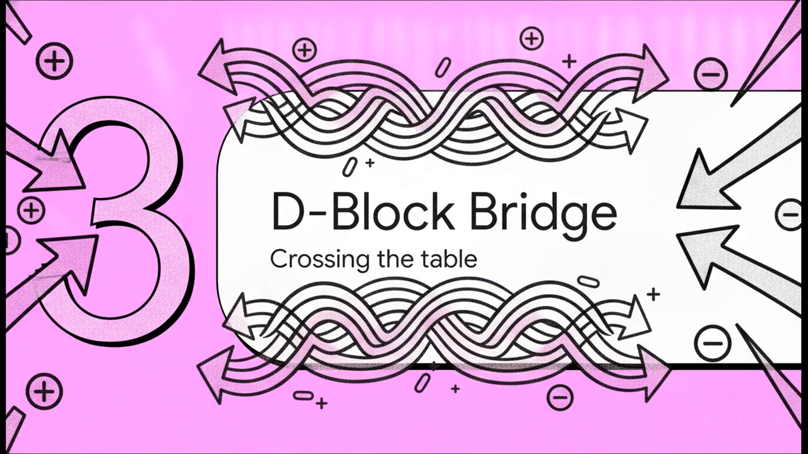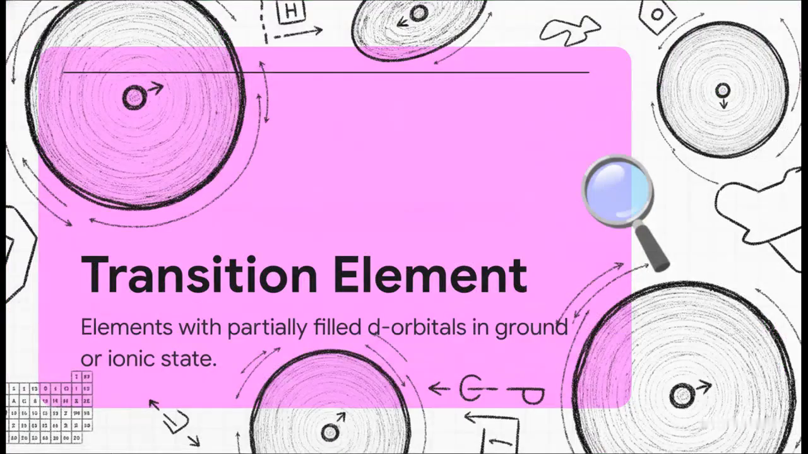Which brings us to Section 3. The D-block transition bridge. Armed with those ground rules, let's zoom out and look at the periodic table. Right smack in the middle, you have the D-block. It acts as this crucial bridge connecting the highly electropositive elements on the far left, the ones that just love giving away electrons, to the highly electronegative elements on the right that love stealing them.